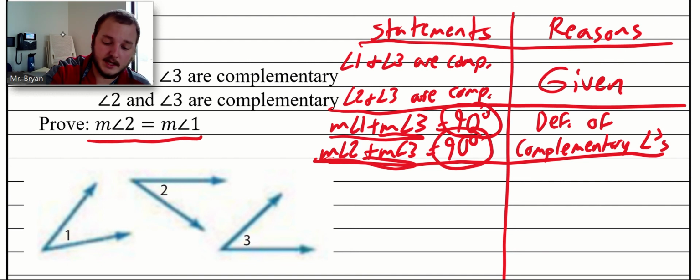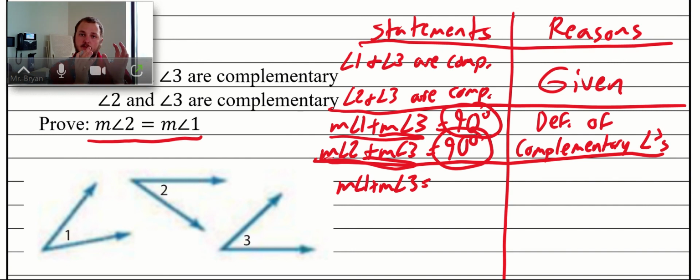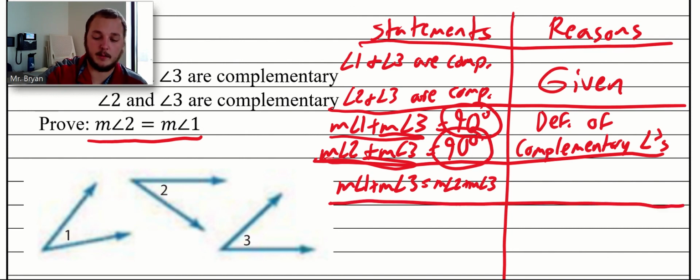So what I can say next from that is I'm going to say measure of angle 1 plus measure of angle 3, that first expression, that would be A in this case, equals measure of angle 2 plus measure of angle 3, the other expression. And that would be C in this case, if we're using this property correctly. Okay, what is the reason for that? If two things are equal to the same thing, they're equal to each other. If two kids have the same age as someone else, then they have the same age as each other.